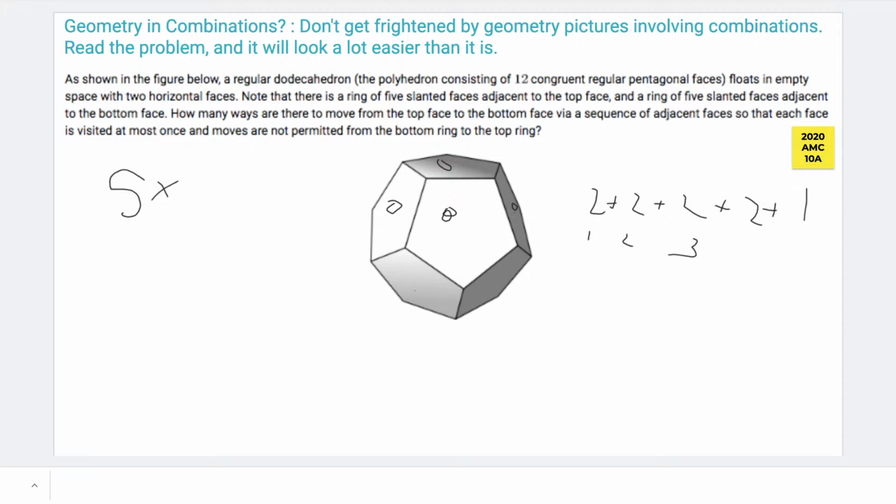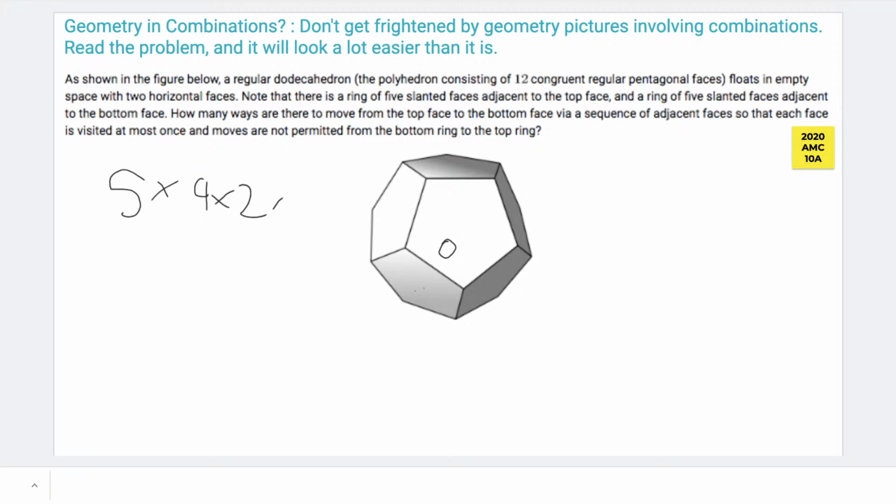So 2 plus 2 plus 2 plus 2 plus 1 is 9. That means there are 9 cases to choose what we do in the top ring. And after that, we need to decide what to do after. Now, wherever you land, it doesn't matter where you land. What matters is, pretend you land here. There are 2 ways to go to the bottom ring. So that means 5 times 9 times 2.